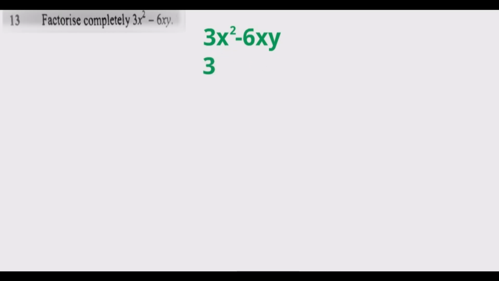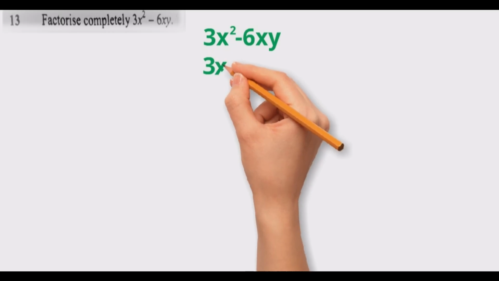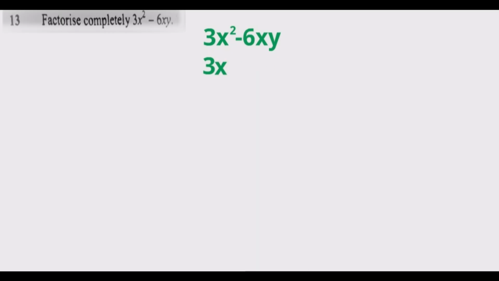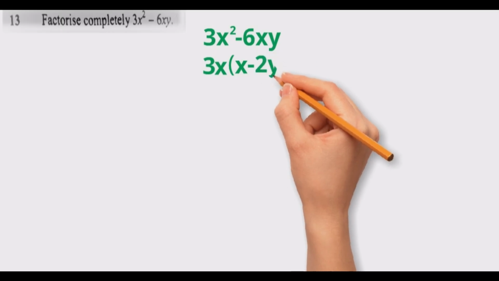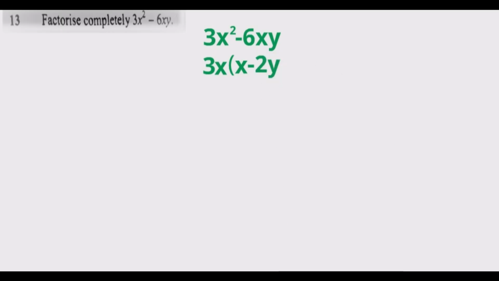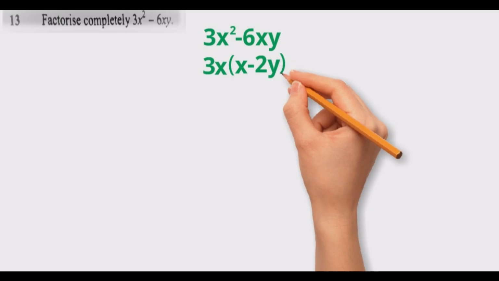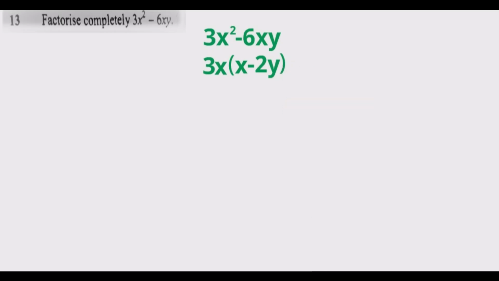3 into 3 it will be 1. 3 into 6 it will be 2. So I'm going to say 3. Then we find the letter which is common on both sides, which is x. So I'm going to write x there. Then we say 3x into 3x squared will be, first we open bracket, then 3x into 3x squared will be x, minus, then 3x into 6xy will be 2y, close bracket. So that's the answer, which is 3x open bracket x minus 2y close bracket.